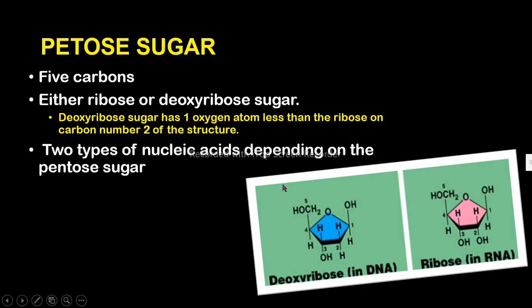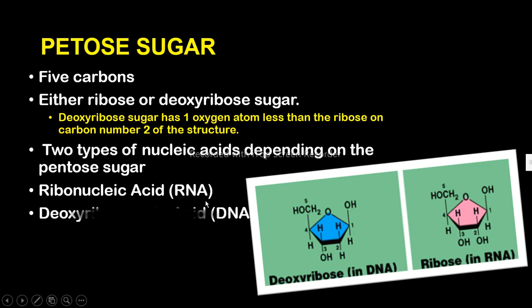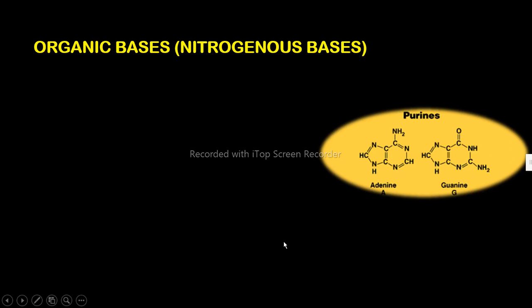So there are 2 types of nucleic acid depending on the pentose sugar, where we have the DNA and the RNA, whereby the deoxyribonucleic acid has a deoxyribose sugar and a ribonucleic acid has a ribose sugar. So that's how simple this work is.